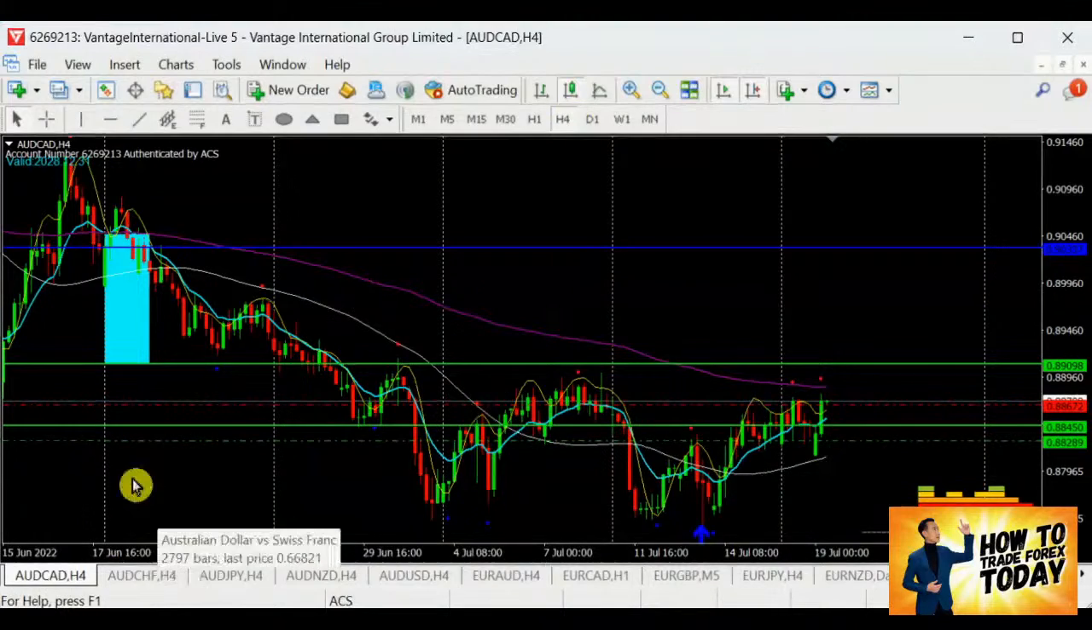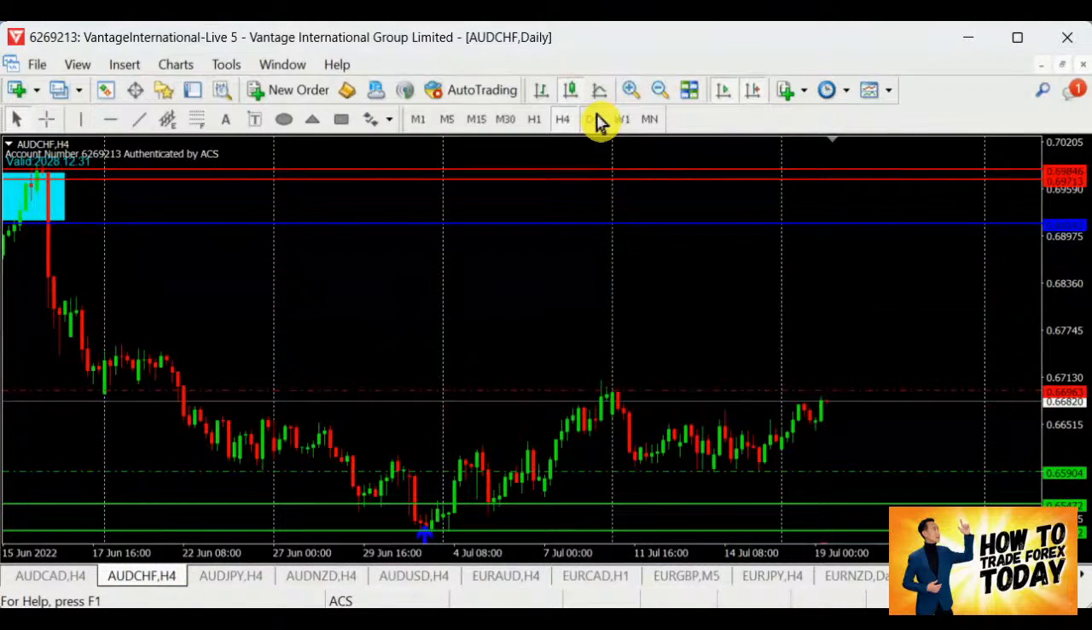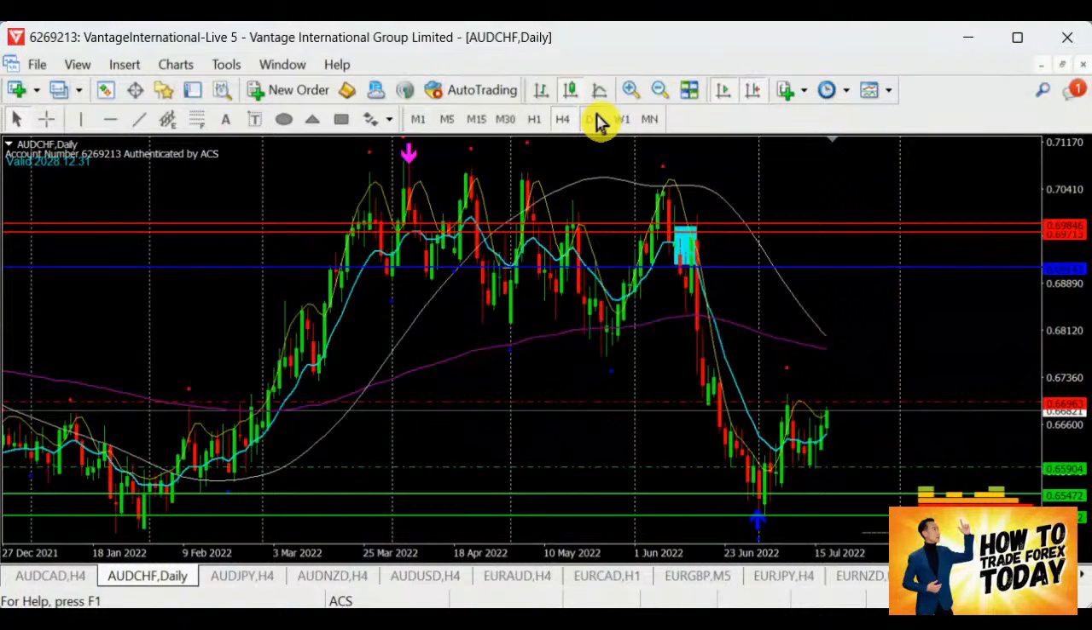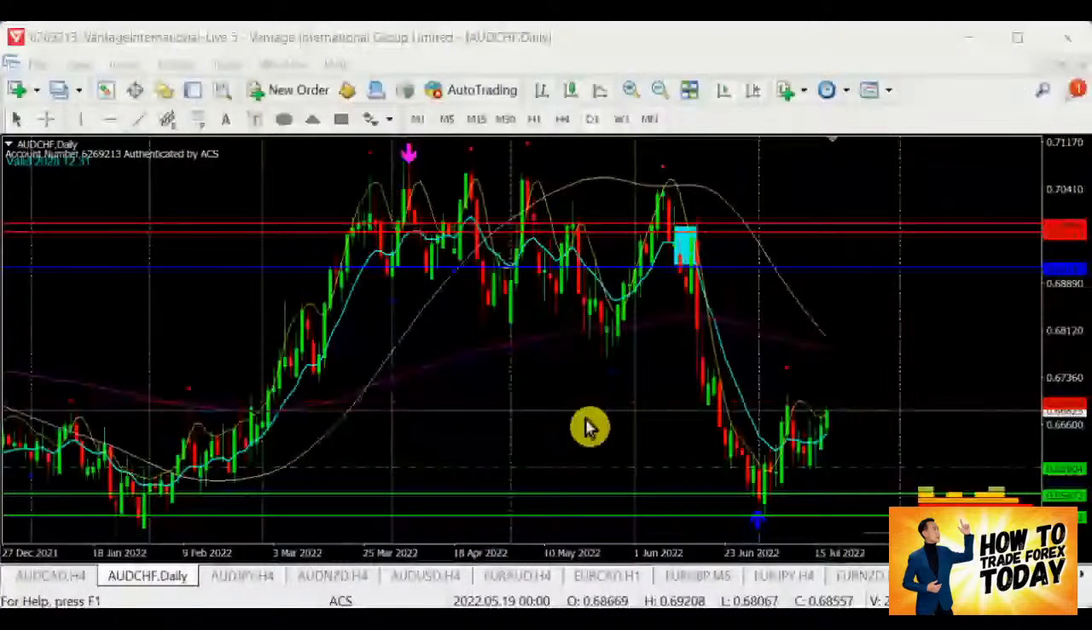So let's move again to Aussie franc. Aussie franc today we are also moving towards the north. We need to understand that there are certain points where we cannot sell. Once we cannot sell, then we have to skip, since we are sellers. Keep it that way.